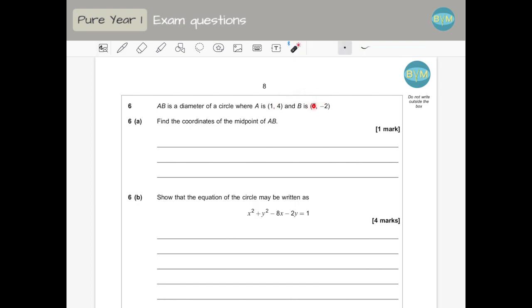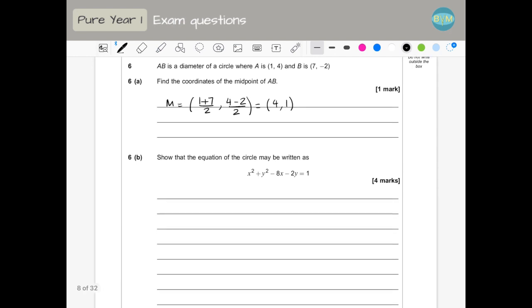So this one plus this one divided by 2, this one plus this one divided by 2. So the midpoint is going to be 1 plus 7 divided by 2 and 4 minus 2 divided by 2, which is 8 divided by 2, 4. 4 minus 2, which is 2 divided by 2, is 1. So this is the midpoint.